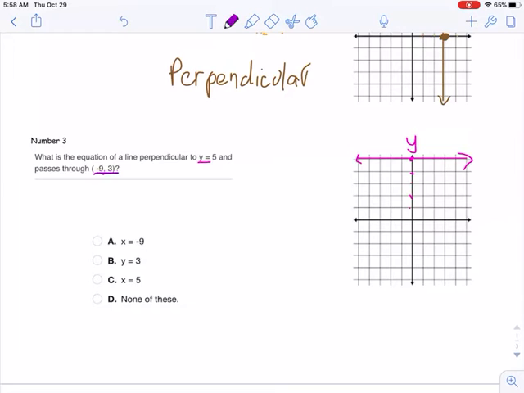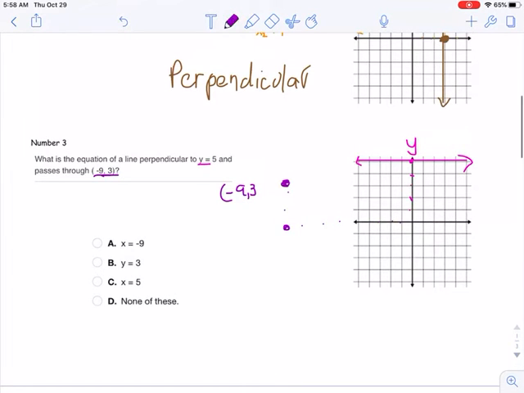Oh, why did they give us this graph? Oh, this graph isn't going to work out too well. 1, 2, 3, 4, 5, 6, 7, 8, 9. That's negative 9. 1, 2, 3. Okay, I should have probably made sure these graphs actually made sense. I apologize, but it says perpendicular.